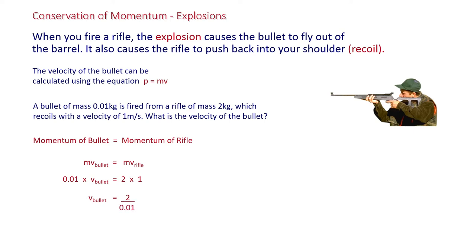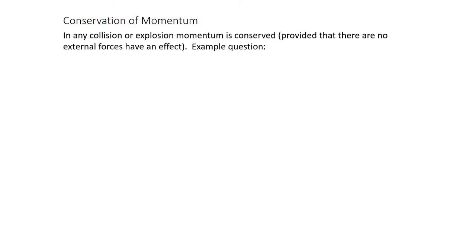Glad I got that right. That would have been awkward. And that would give me 200 meters per second. Okay? Because we're balancing the left and the right-hand sides of the equation for both objects. Ta-da! So, conservation. Whatever happens on one side happens on the other. Now, if something has a bigger mass, it might move away with a smaller amount of velocity.